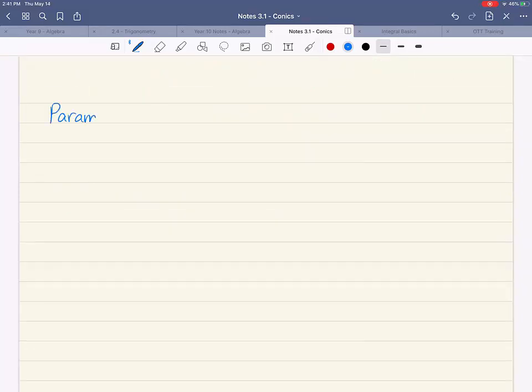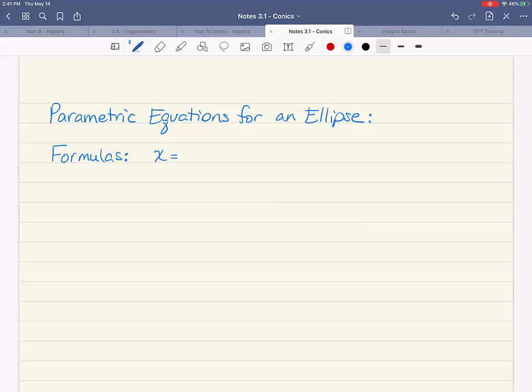Now we're going to talk about the parametric equations for an ellipse. Because there were two graphing forms for an ellipse, there are also 2 pairs of formulas for the parametric equations as well. So the formulas, now remember they come in pairs like they did on the circle. The first one is x equals h plus a cosine of t. y equals k plus b sine of t.